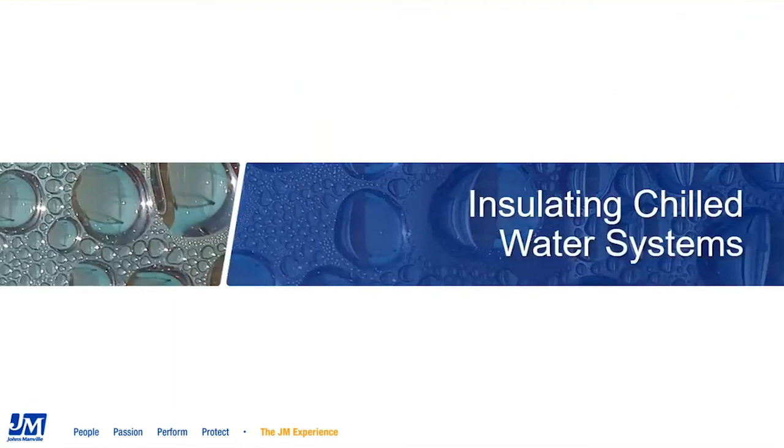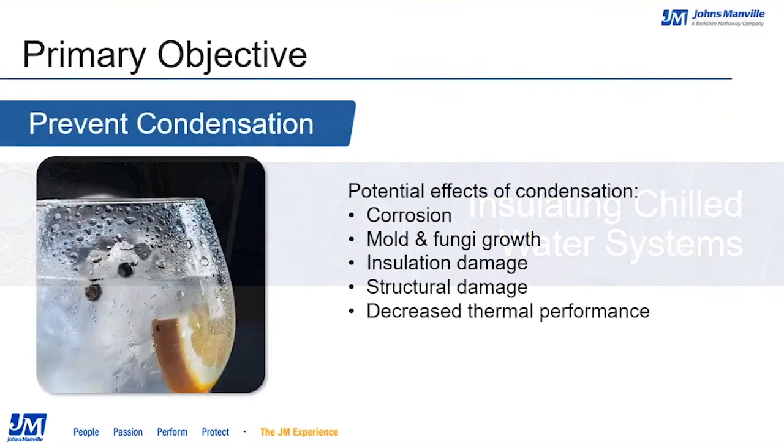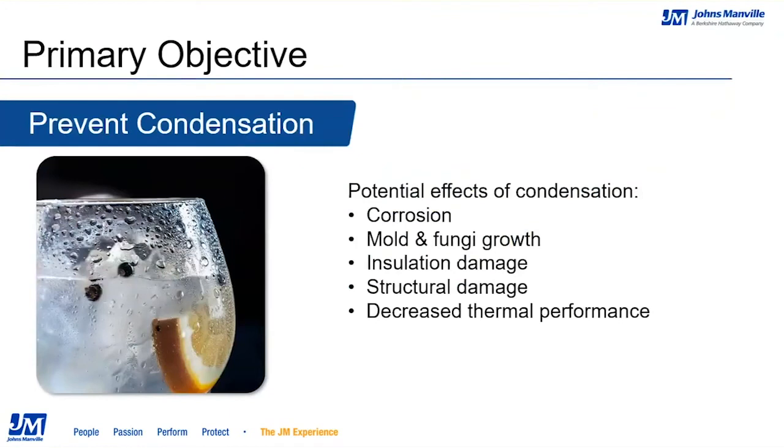And now we'll do a quick overview of insulating chilled water systems. So there are special considerations that need to be taken when insulating chilled water systems. The primary consideration is the system is designed and installed to prevent condensation. The risks of allowing condensation include corrosion on the pipe, the occurrence of mold and fungi growth due to the presence of moisture, damage to the insulation itself from it becoming wet, and structural damage such as wet ceiling tiles underneath condensating pipes. And of course, wet fiberglass does not deliver the same thermal performance.